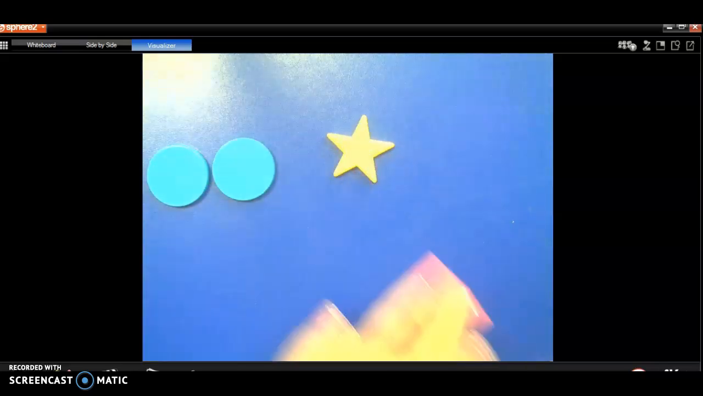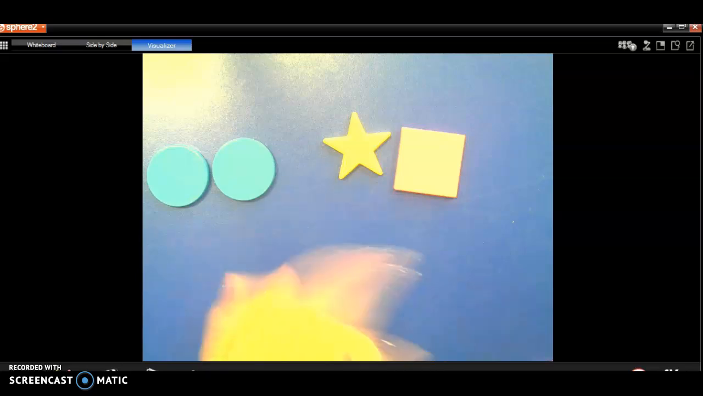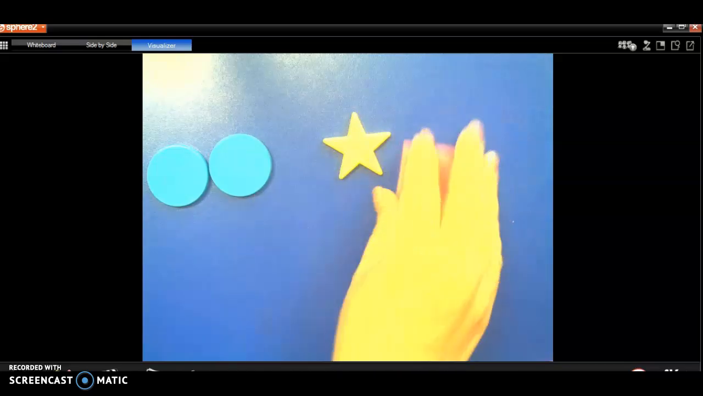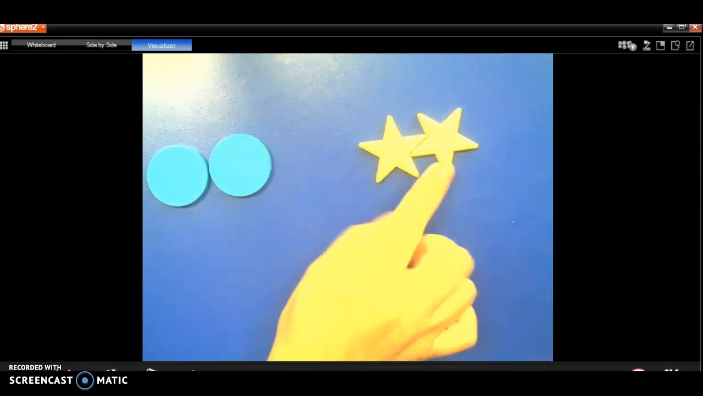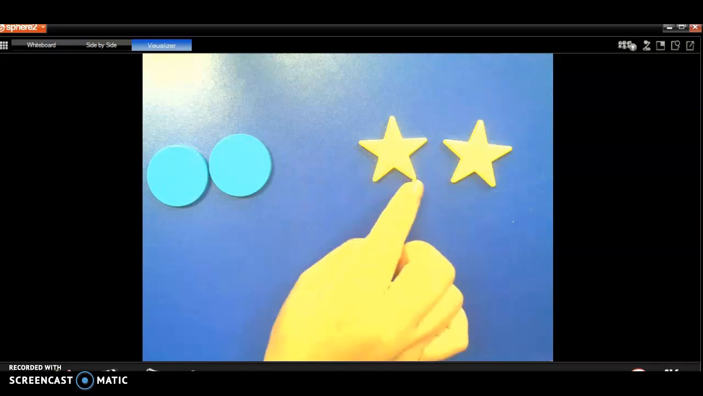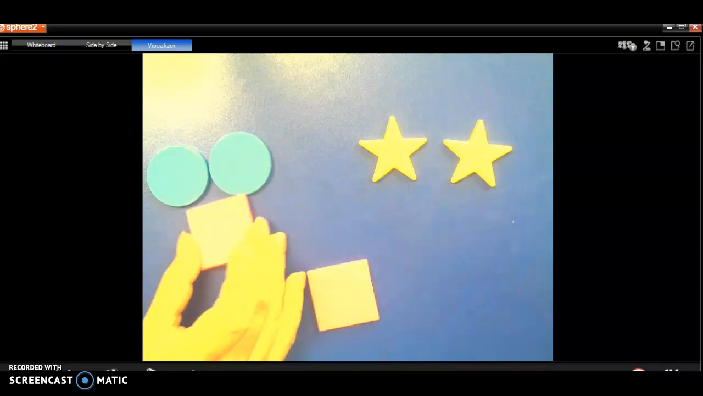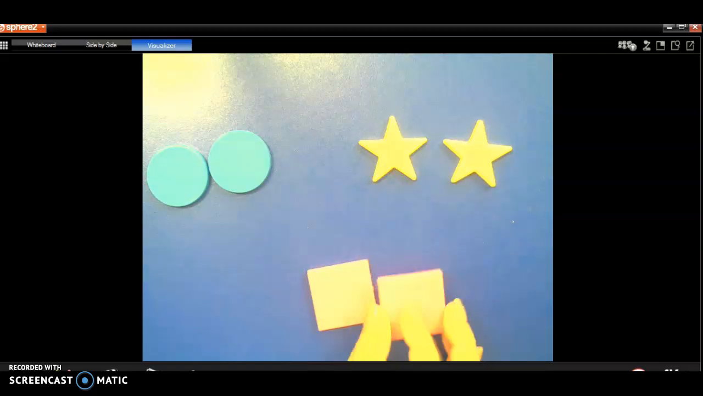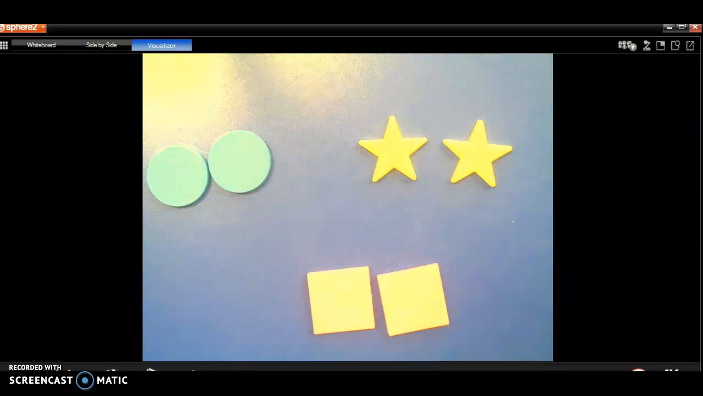Okay, so can I put the square with it? Can they be in a group? Can they be sorted together? No, because they don't look alike. This one has a lot of points. This one doesn't. So that doesn't go there. What about this one? Can they be sorted together? Yes, because they're the same, right? Okay. So now I have a square and I have another square. Should I put it with the circle? No, because they don't look alike. What about the star? No, so we're going to put it right here, okay? So they can be together.